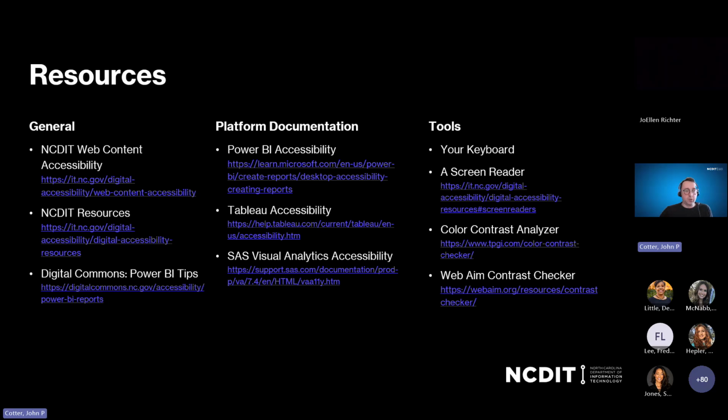Just going over these resources, we have NCDIT accessibility resources here. I have the links to Power BI and Tableau accessibility, and another one I think people use is SAS Visual Analytics. And then there are tools to do some testing. Use your keyboard. It's so easy, everybody has a keyboard. You can tab through your interface and see how it works. If you want to get a little more advanced, download a screen reader and try it out. Listen to what it says. Make some changes on your interface. Close your eyes. Can you understand the data visualization based on what the screen reader is saying? And then there are color contrast analyzer tools.